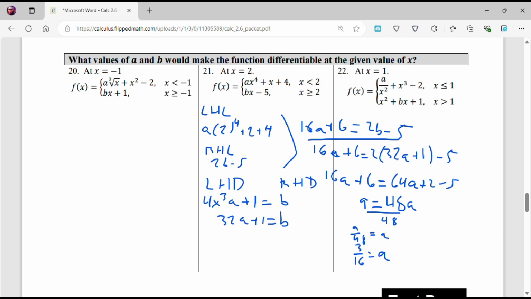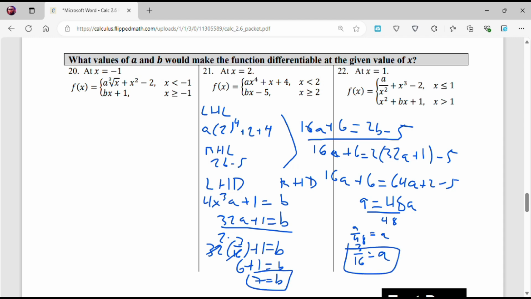Okay, and then we have this equation right here that we can use to find b. So a is 3 over 16, so we're going to do 32 times 3 over 16, plus 1 equals b. 16 goes into 32 how many times? 2. So 2 times 3 plus 1 equals b. 7 equals b. And there you go. 7 equals b, and 3 over 16 equals a.